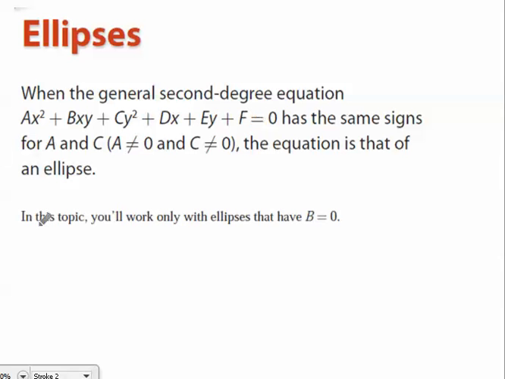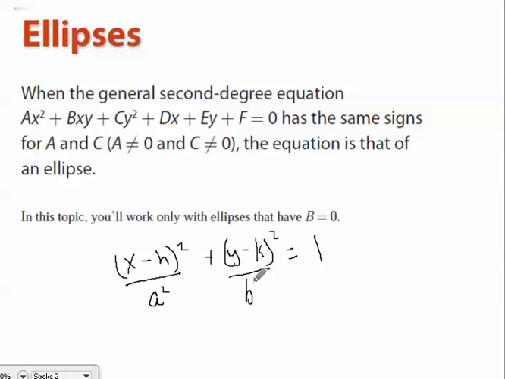Now, I want to let you know that this is the general equation up here, but it is not the graphing form of the equation. The graphing form looks a little bit different. It looks like x minus h quantity squared over a squared plus y minus k quantity squared over b squared is equal to 1. Now this would be a horizontal ellipse.